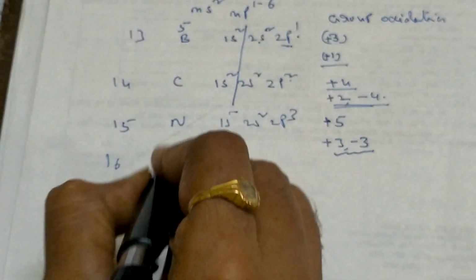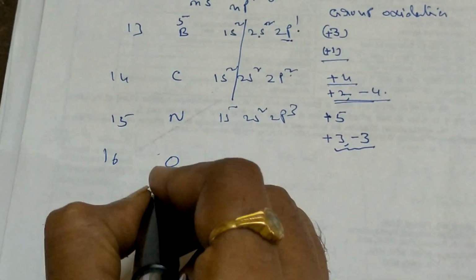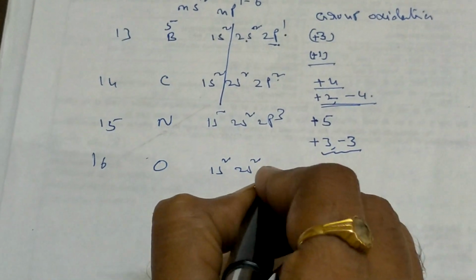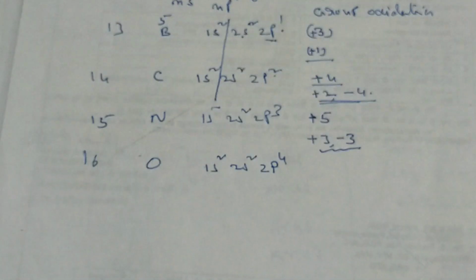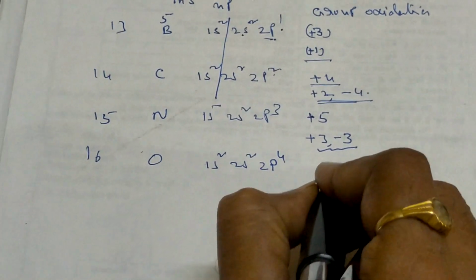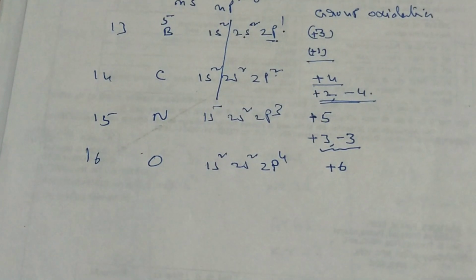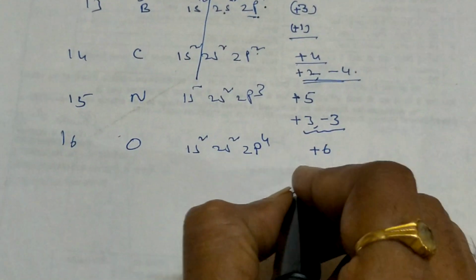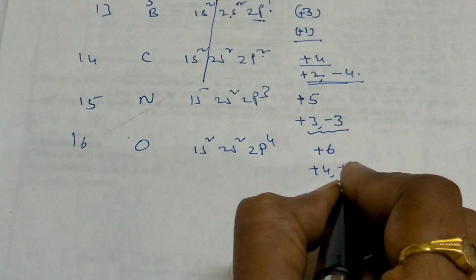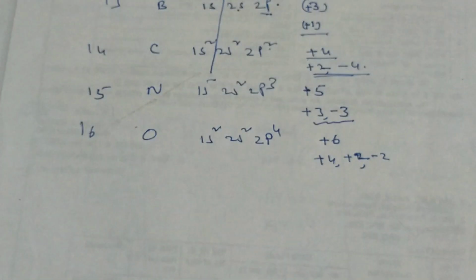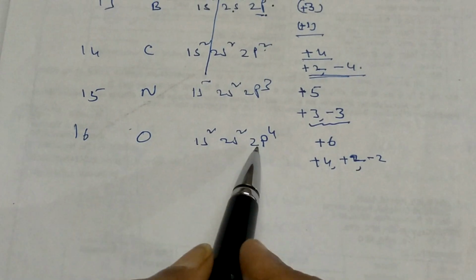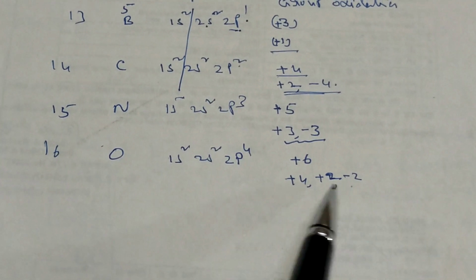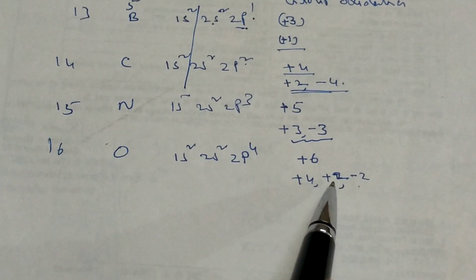Then group 16, the oxygen family. Oxygen is 1s2, 2s2, 2p4. It is supposed to show +6, the group oxidation state, but the normal ones are +4, +2, -2 in the group. How can it happen? Here there is no vacancy, only 2 vacancies. So +2, -2 is okay. When it is combining with fluorine, +2 is also okay.